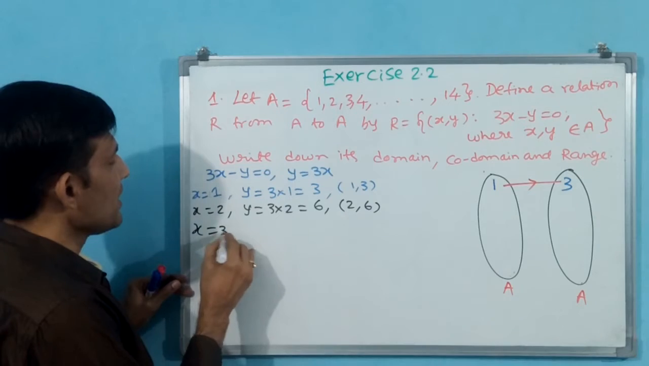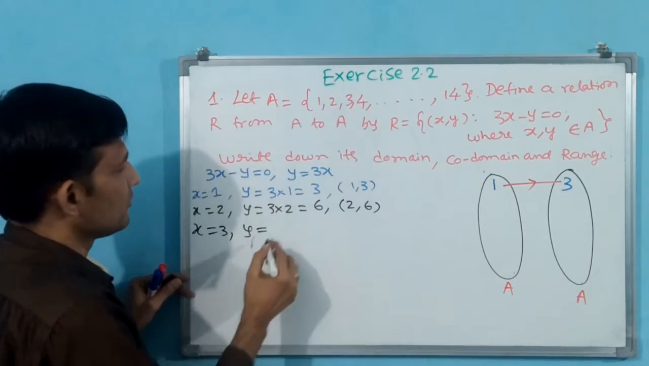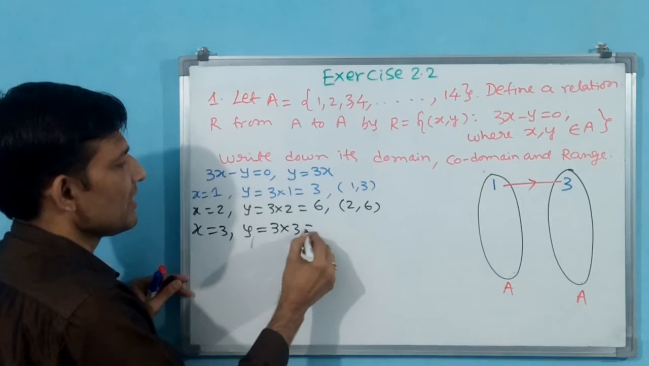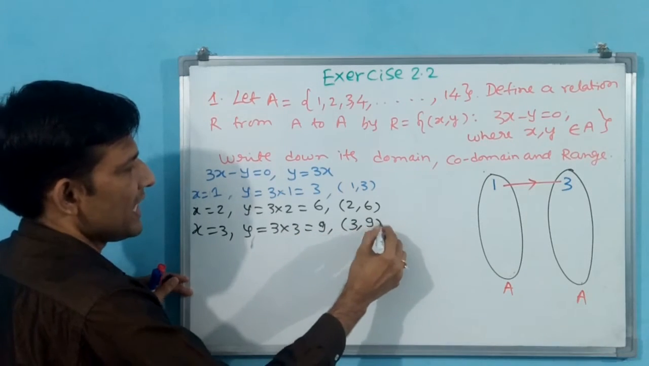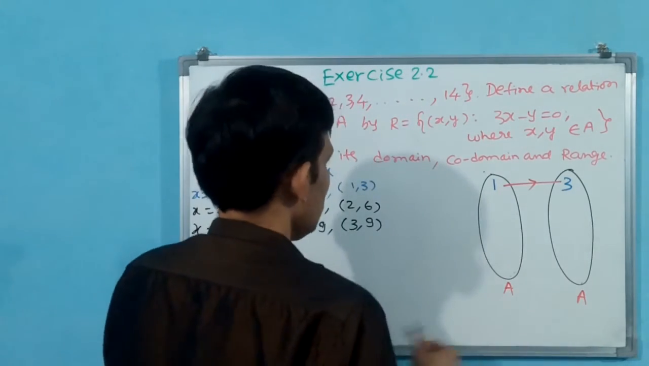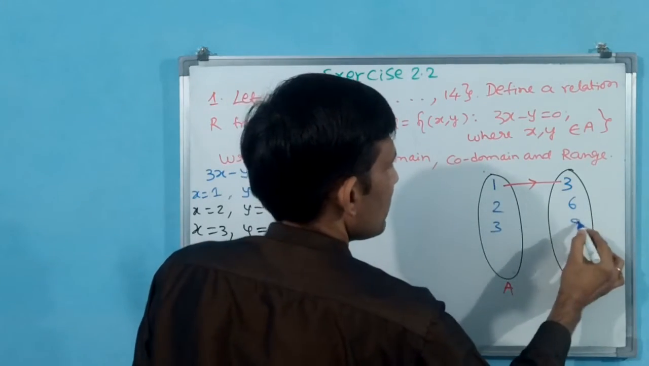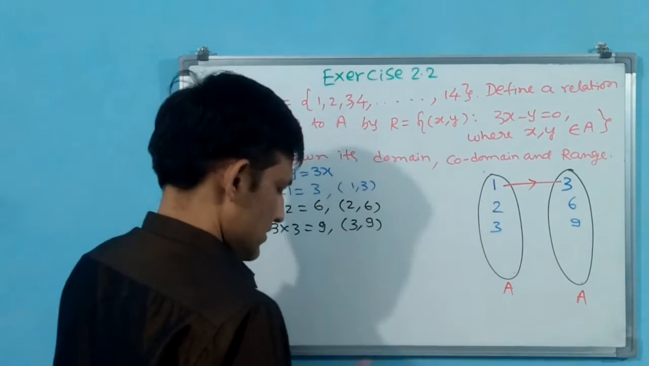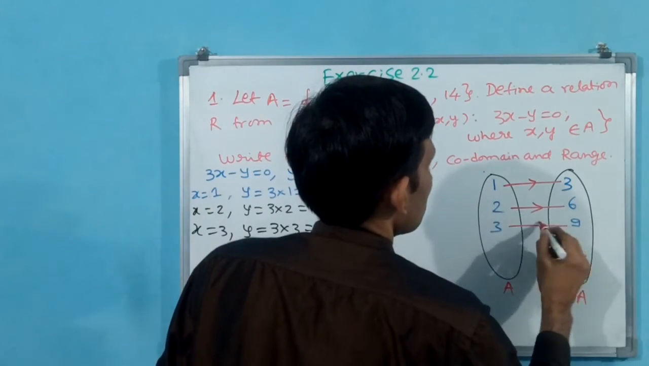X is equal to 3, y is equal to, why? Because we have to take 3 also, na? 3 into 3, 9. That means 3 comma 9. Okay, this also we have to write, na? We have forgotten. 2 to 6, 3 to 9. These relations also we will make.